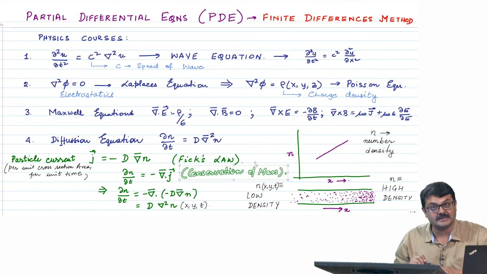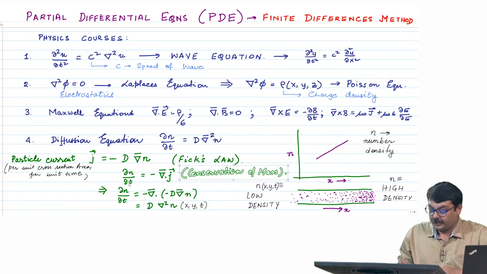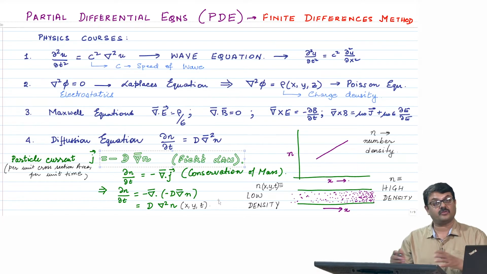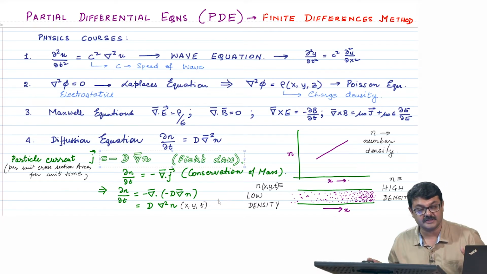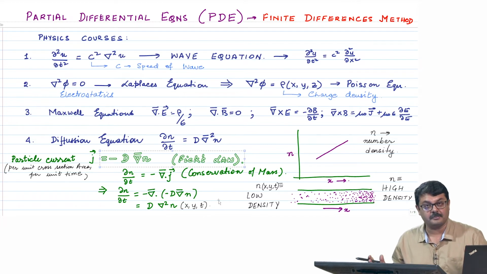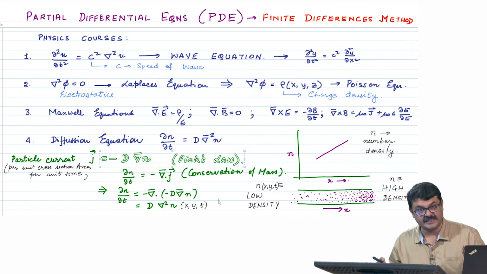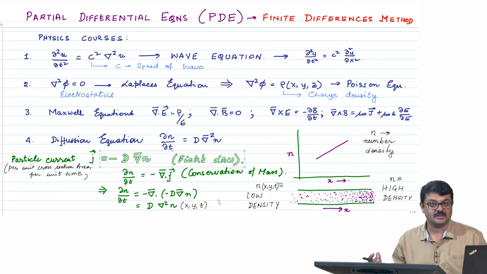Combining Fick's law with the conservation of mass, basically del n del t equals minus divergence J, instead of J you use Fick's law, you just substitute minus D grad n, and what you get is D grad square n(x, y, z, t). And if you solve this partial differential equation for the appropriate boundary conditions, you shall know how n changes with time and as a function of x, y, z.